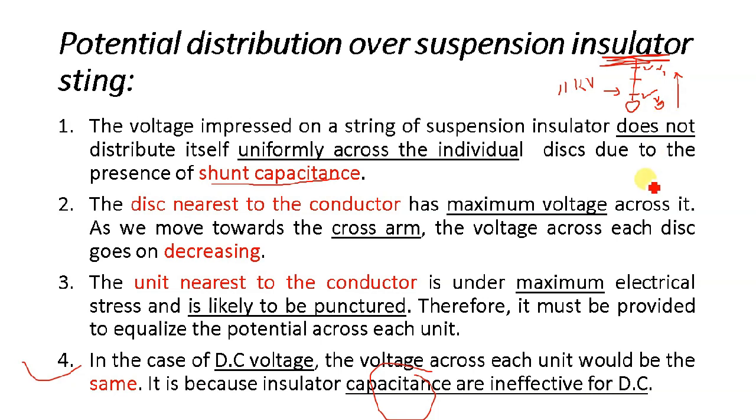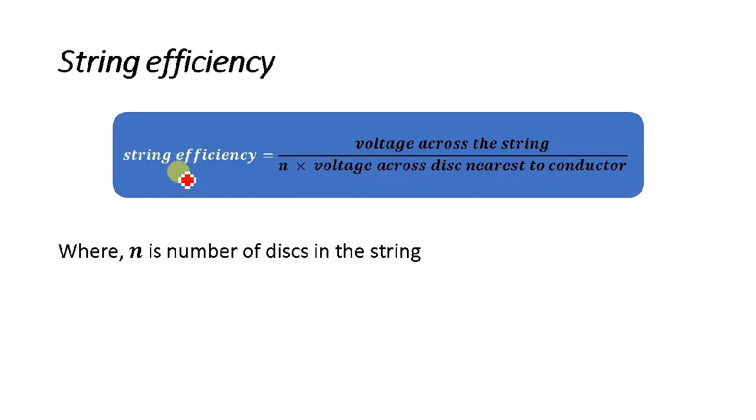Now let us discuss what string efficiency is, because if the voltage distribution is unequal, then under maximum electrical stress this disk is likely to be punctured. And one by one all these disks are going to be punctured, so that is not a desirable condition. So what we can do is maintain this voltage across the disks at the same level. It can be done using the understanding of string efficiency. Now let us discuss what string efficiency is. Mathematically it can be represented as the voltage across the string divided by N multiplied by the voltage across the disk which is nearest to the conductor.